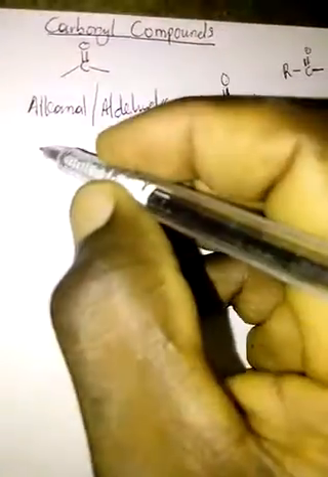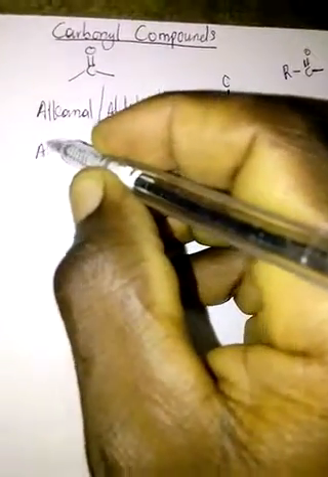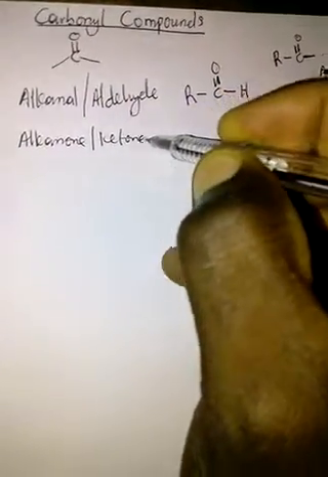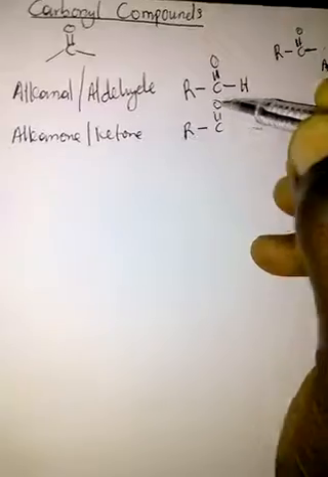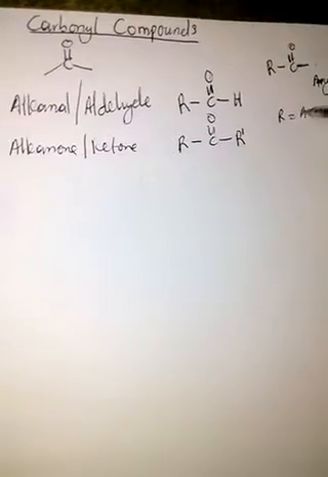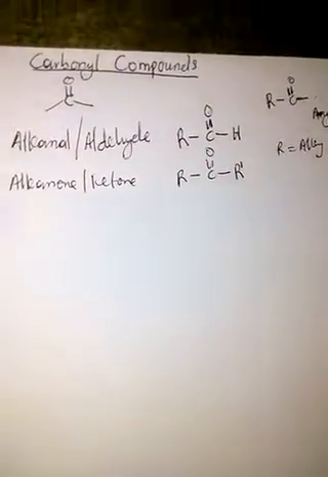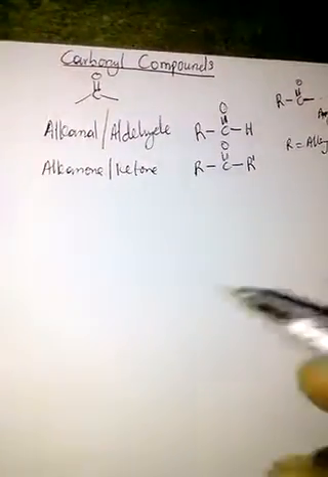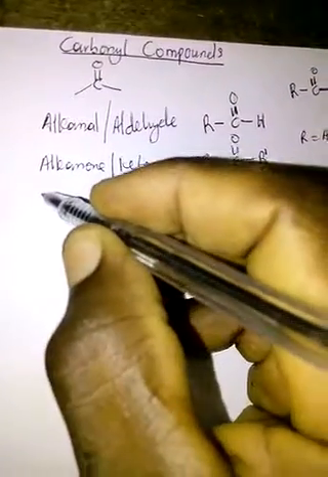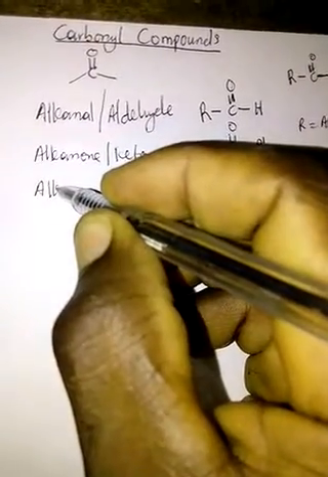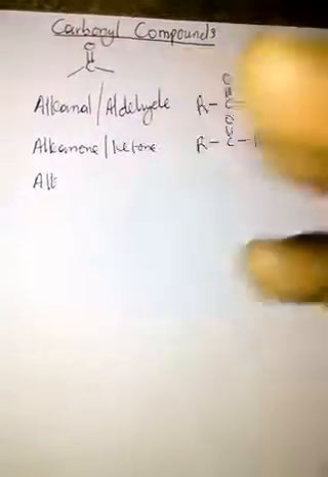This is aldehyde. You have alkanone, otherwise known as ketones, RC=O. This R is an alkyl group which can be a methyl, ethyl, propyl, and so forth. Rather, we have carboxylic acid.